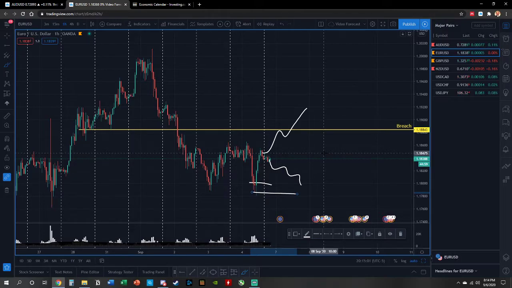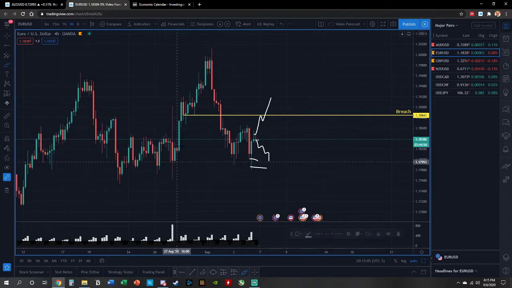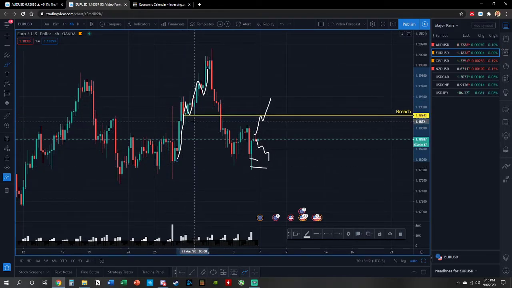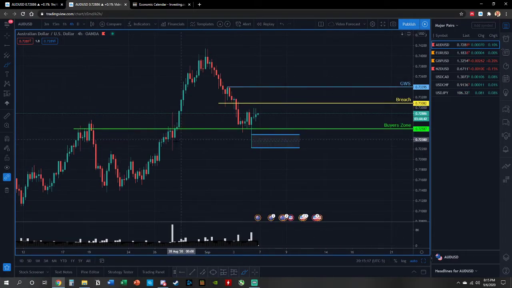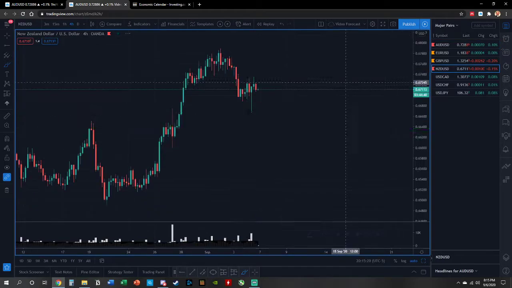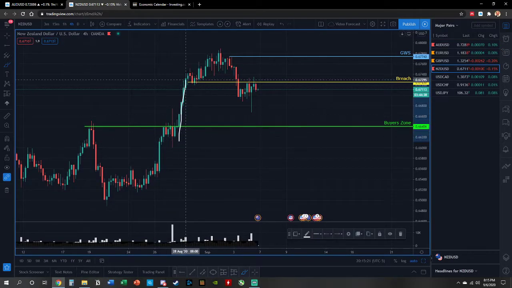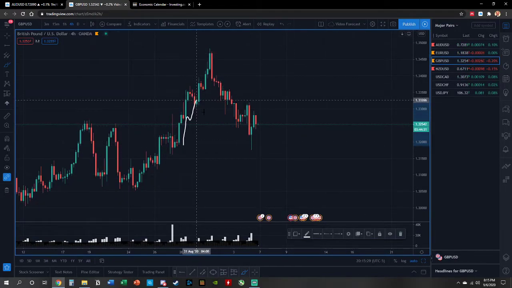However, these are not as high probability for me. Why is that? You see these impulses? This is weak, right? Push up, pulled back, and rested. Push up, rested, right? If you look at AUD, strong movement, right? In New Zealand USD, strong movement, right? Where the other ones are going like this. Look at this. See this? See what I'm saying? That's why they're not as high probability to me.